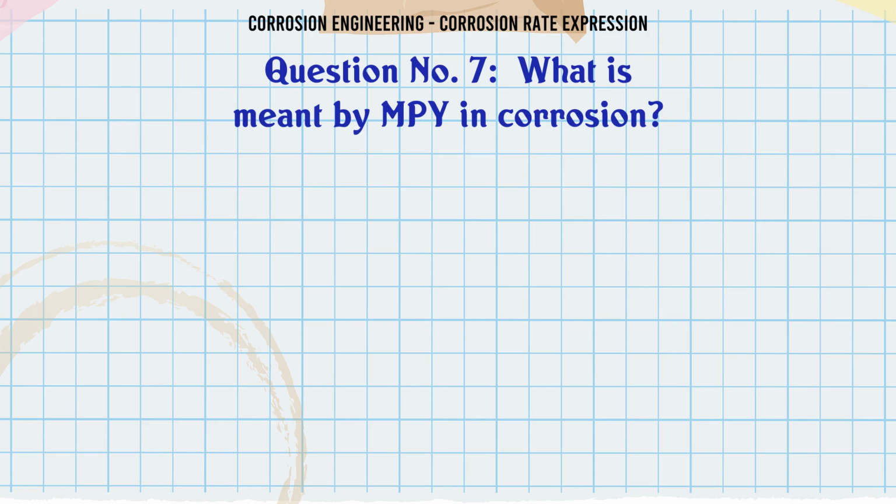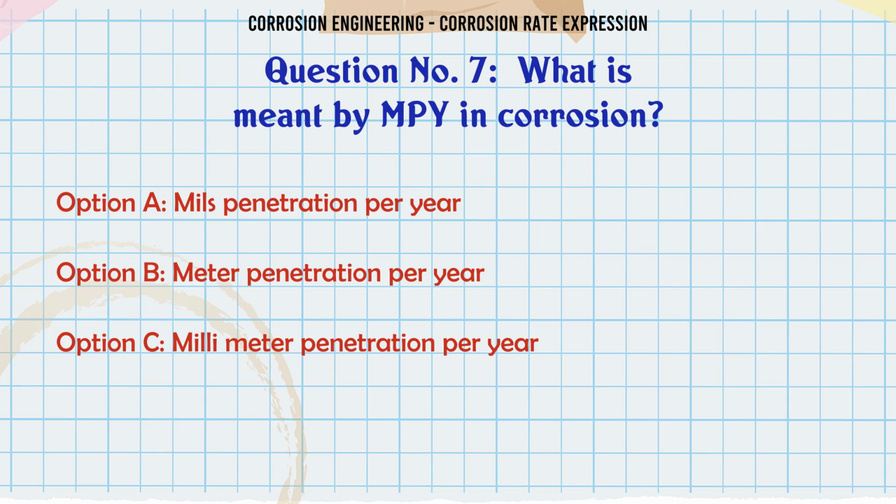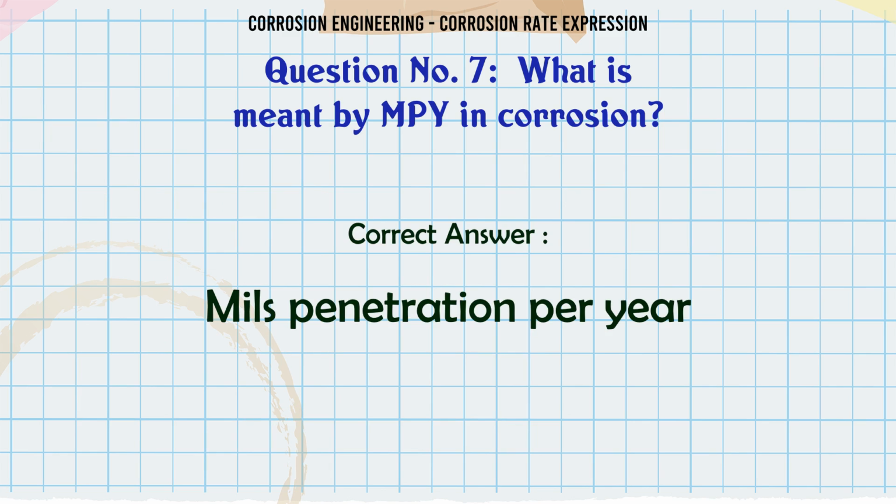What is meant by MPY in corrosion? A. mils penetration per year, B. meter penetration per year, C. millimeter penetration per year, D. micrometer penetration per year. The correct answer is mils penetration per year.